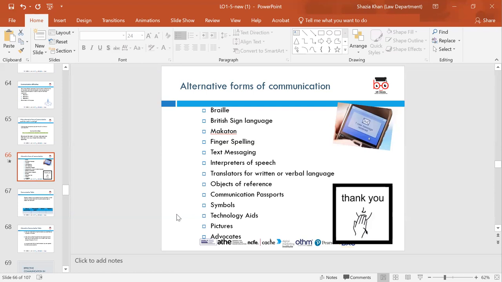Makaton is useful for language learning because the signs you learn directly translate into spoken English. For example, pointing the hand towards the mouth while saying food, hungry, or eat indicates that someone is eating. So, it's a tool that helps everyone, and especially within the health and social care sector as well. The next one is finger spelling.